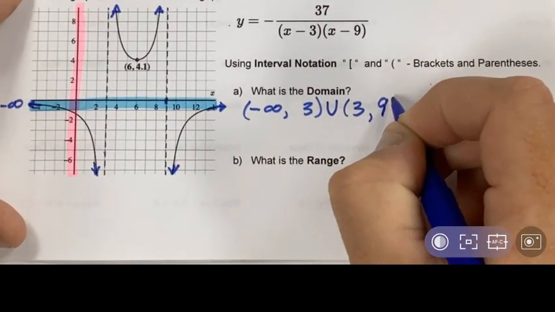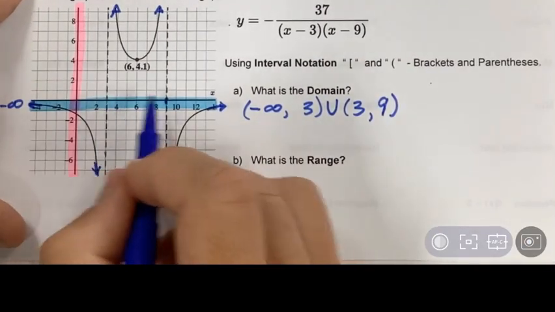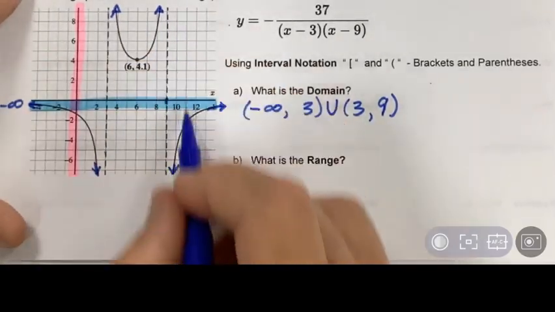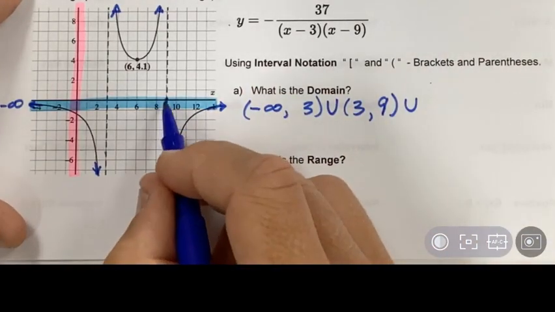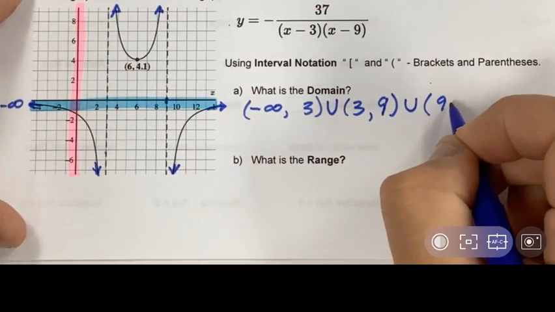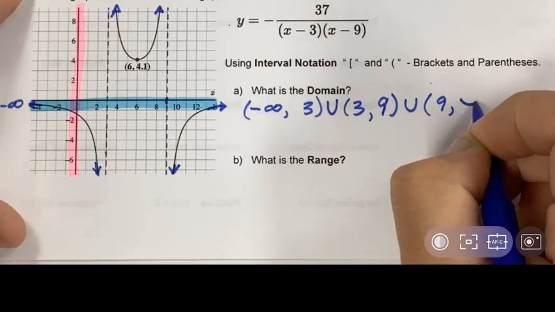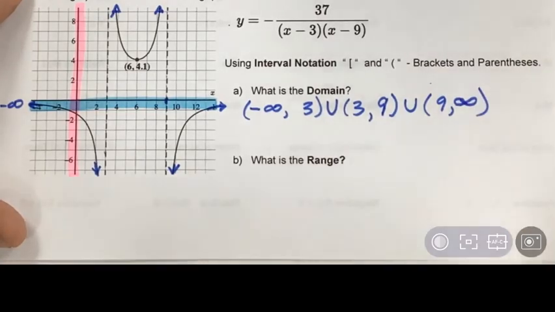Notice we're not putting brackets because it is not equal to at either of those spots. Again, the dotted line keeps it from ever touching. Then our last piece is the right piece here that picks up at 9 and goes off to the right forever, like this, into positive infinity. That's the first one for the domain.